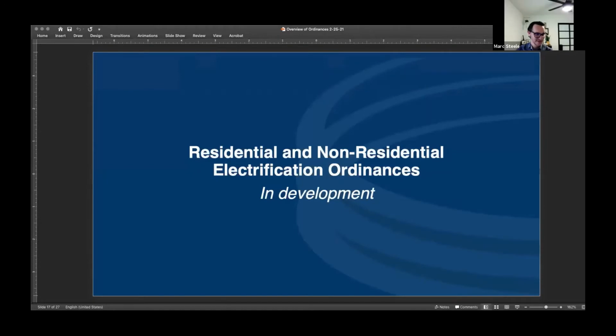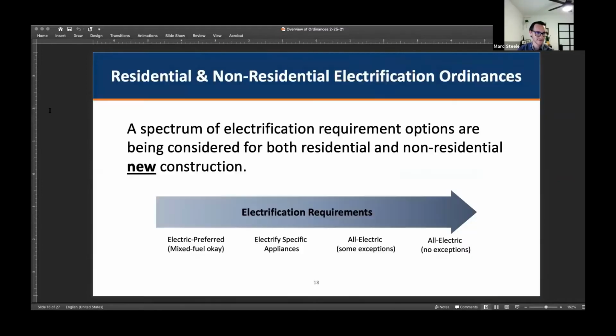So now we'll switch gears just a little bit and discuss some of the potential electrification options for the city of Encinitas. So specific requirements for electrification ordinances that apply to new residential and non-residential construction have not yet been identified for Encinitas. However, there are several options that are currently being considered that fall somewhere along the spectrum of electrification, from what you can see here on the screen.